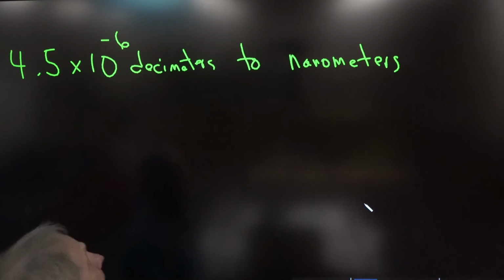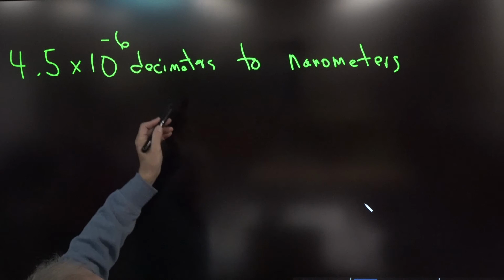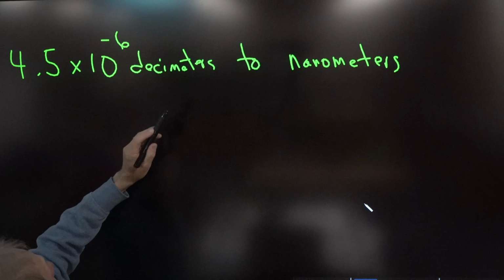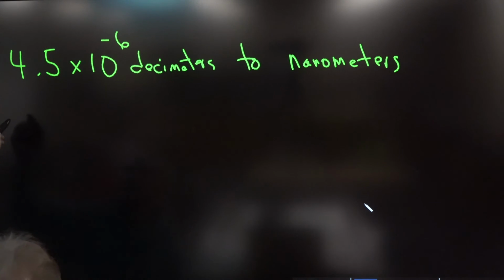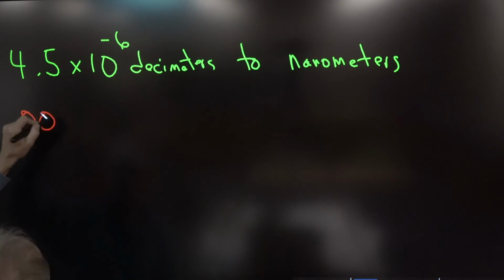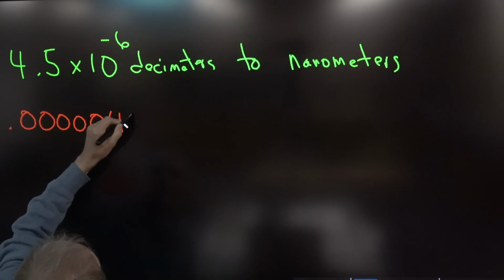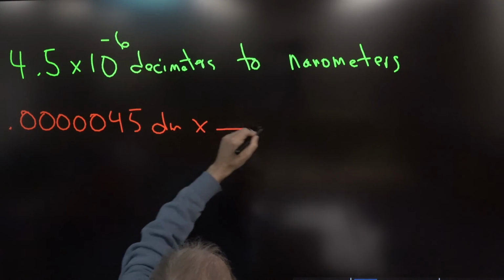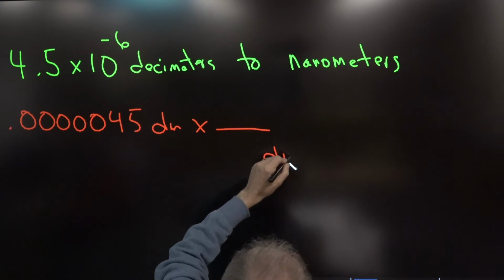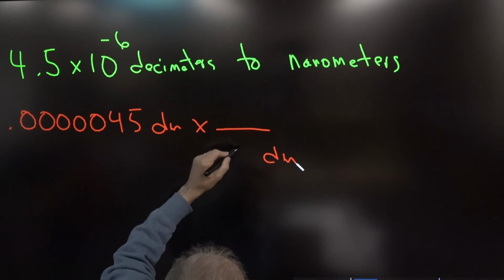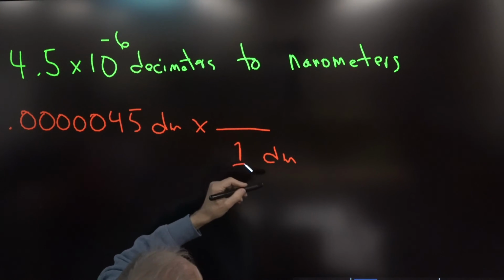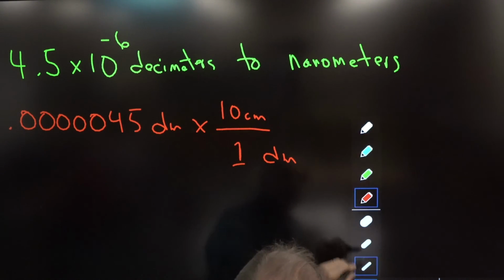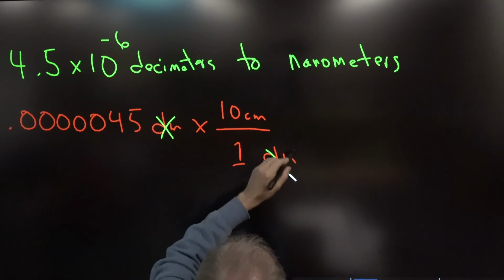All right, one more, and that should be enough for factor label. So our final factor label, 4.5 times 10 to the minus 6 decimeters to nanometers. So -6 means I have to move the decimal place 6 places to the left. That would be 5 zeros, and then 4, 5 decimeters. Now I have to get rid of decimeters. So what we have is 1 decimeter would be 10 centimeters. So now I blow out of decimeters.